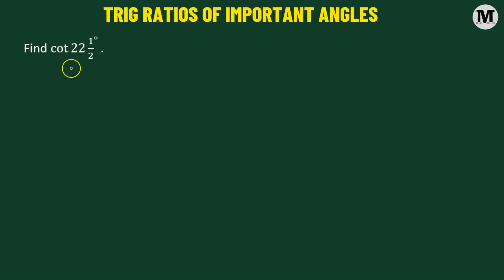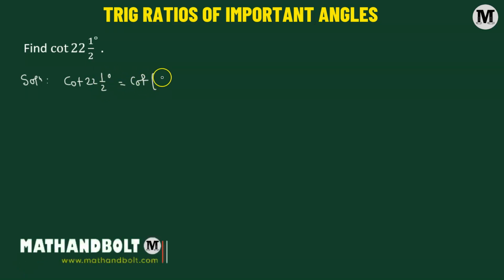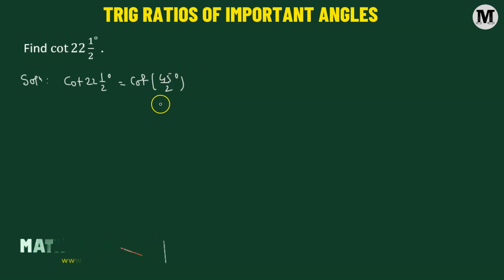We need to determine the value of cotangent of 22.5 degrees. Let us begin. What we'll do is express 22.5 degrees as 45 over 2 degrees, so we want cotangent of 45 over 2 degrees. Next, we have a standard formula.